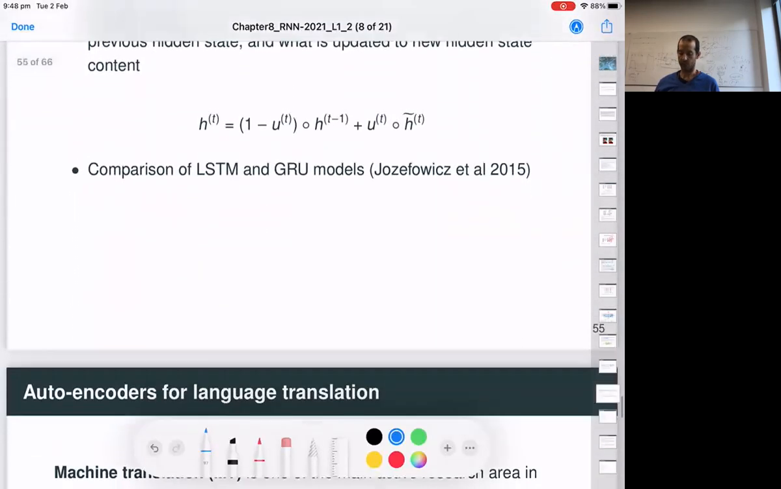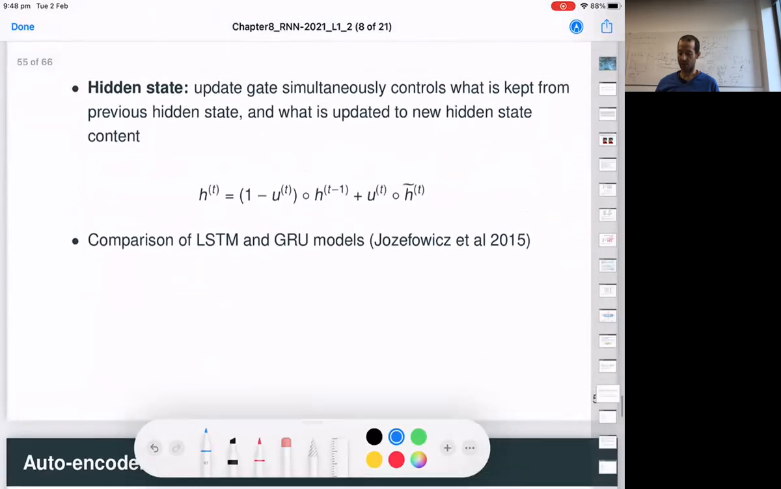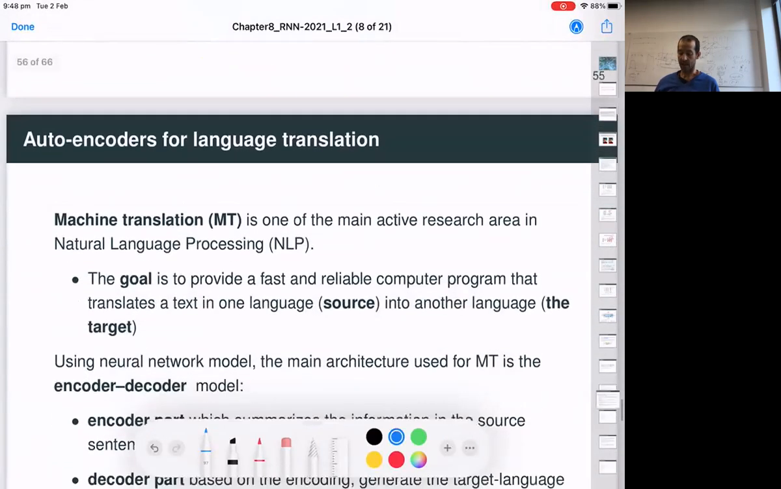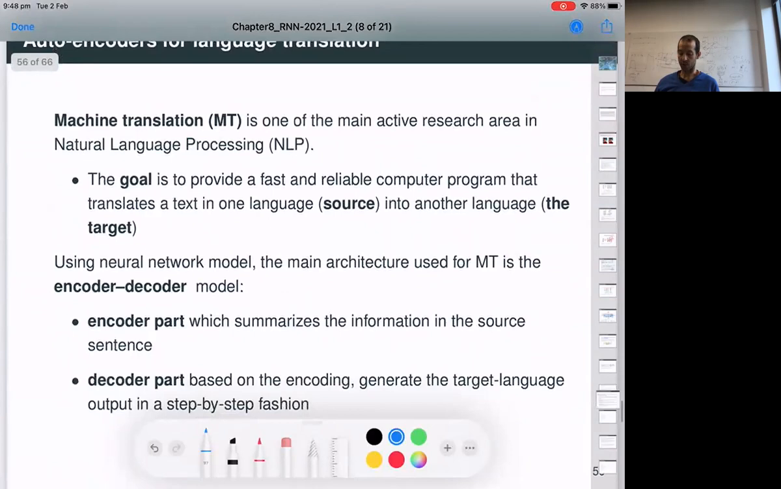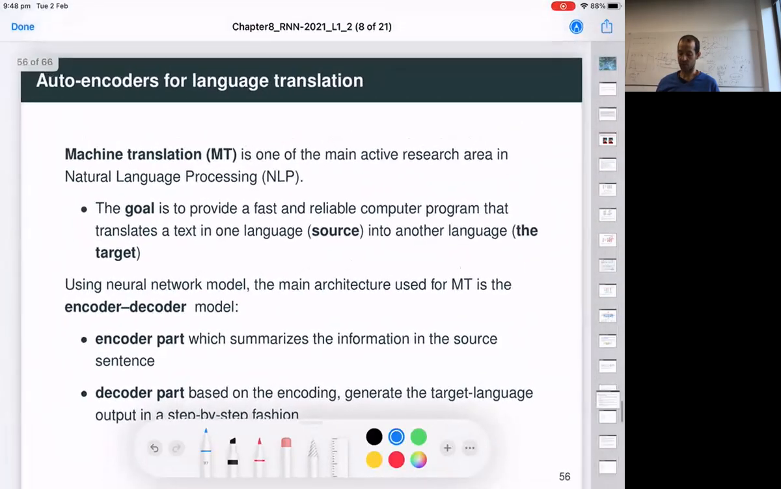I didn't want to put too much. So here, if you click on this, you have a comparison between the LSTM and GRU. So it could also be a nice paper for your project. Okay, now I want to go to the encoder decoder because it's used a lot.